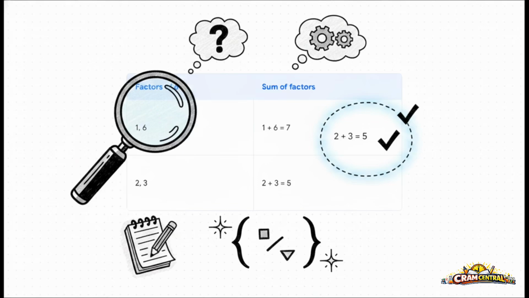Simple enough. In the second column, we check the sums. So 1 plus 6 is 7. That doesn't match our middle term. But look right below it at the next row. 2 plus 3 equals 5. Bingo, we found our winning clues. Our factored answer is simply x plus 2 times x plus 3.